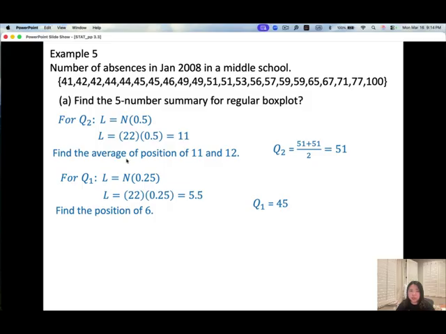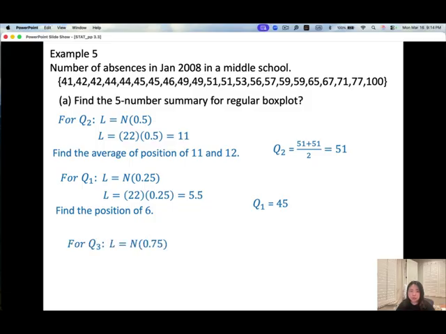Okay, one more time. Once you find that L is a whole number, then you need to find the average of the position with the L and L plus 1. But if you find it with a decimal number, you always round it up. Then just find that position of that specific number. Okay?